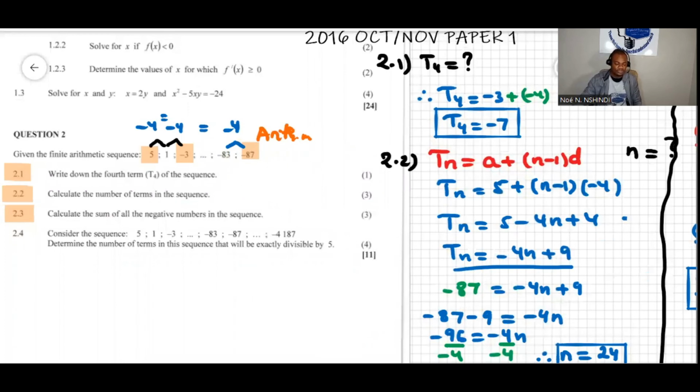Now we're going to do question 2.4. The question says, consider the sequence 5, 1, -3, -7, -83, -87, and then up to -4187. Determine the number of terms in this sequence that will be exactly divisible by 5. All right, well, we're going to do question 2.4 in the following video, so I'll leave it out like that.